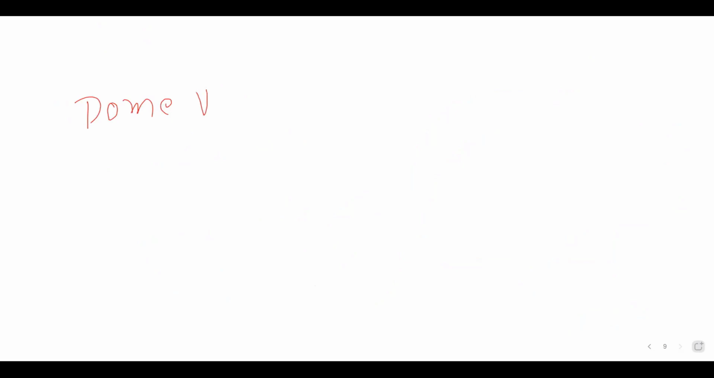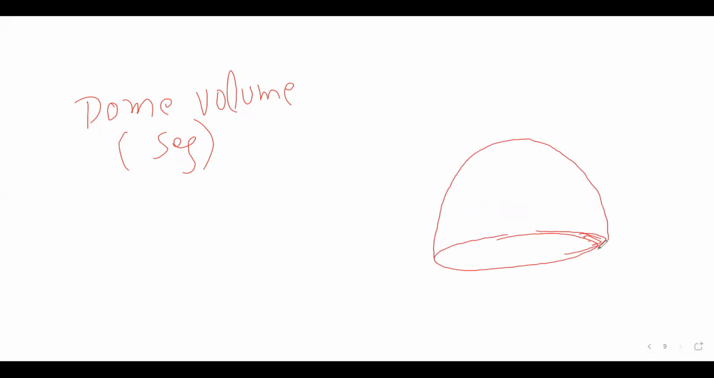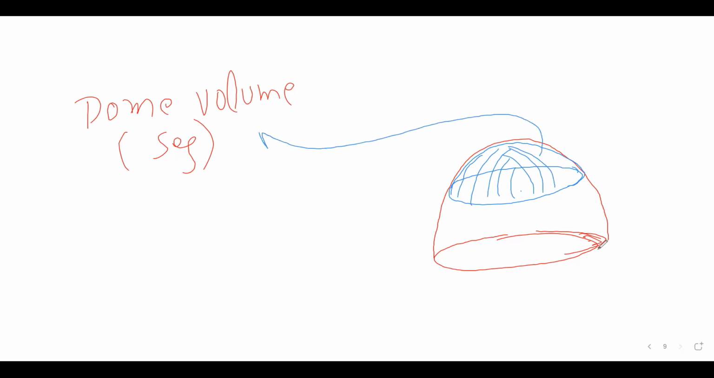Okay, dome volume, and that is segmental. Okay, if we have a dome, let's say something like this. Now, segmental means something like this guy. It is segmental. So it means we have to determine the volume of this thing.